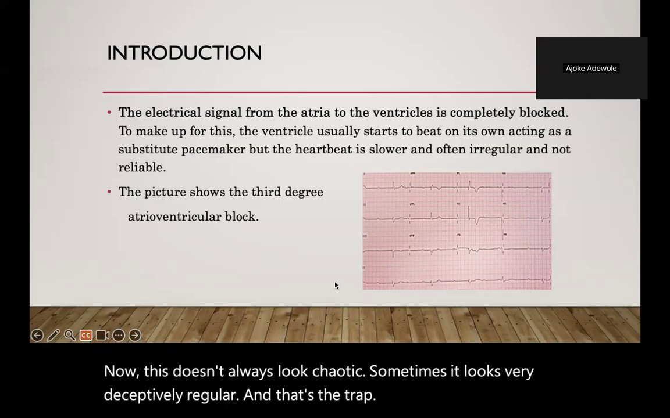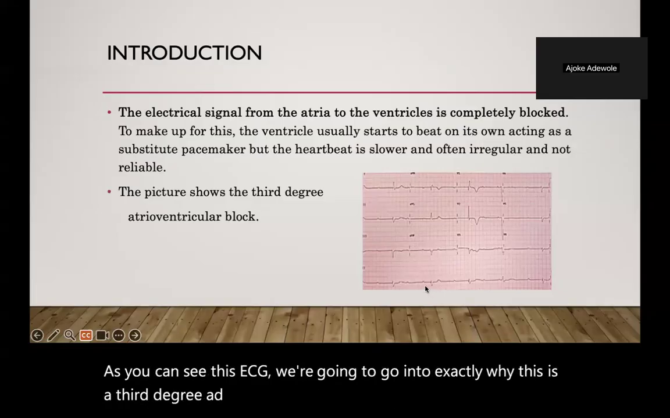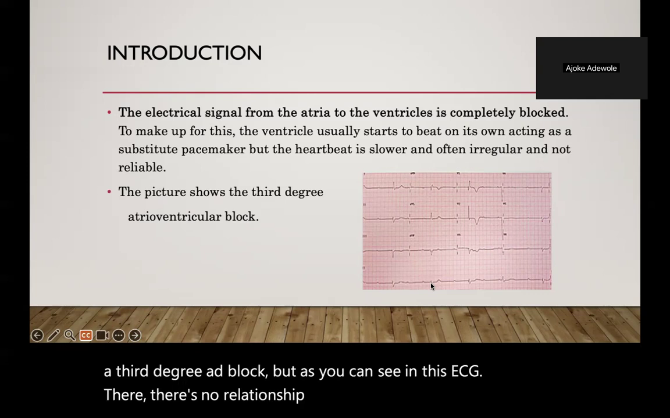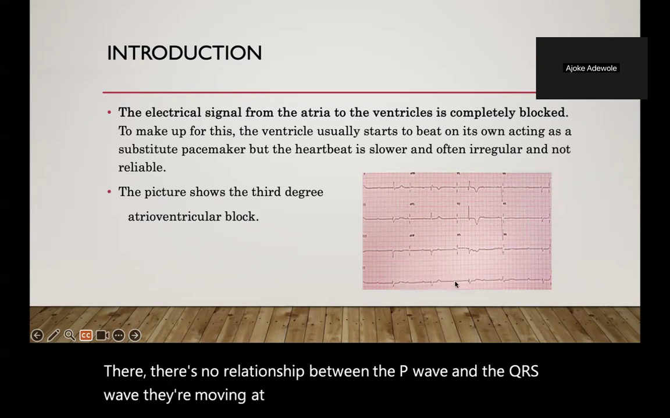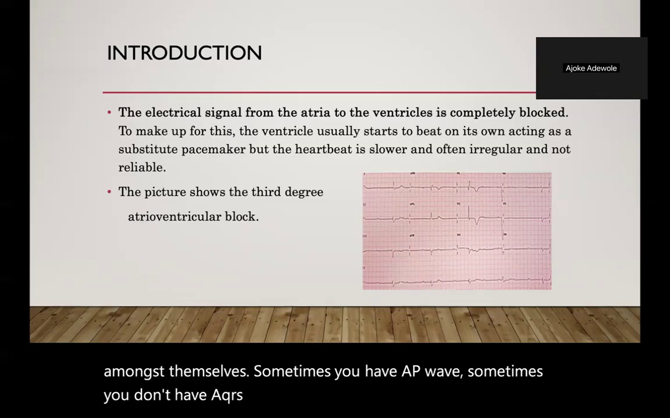As you can see on this ECG, we're going to go into exactly why this is a third degree AV block. But as you can see in this ECG, there's no relationship between the P wave and the QRS wave. They're moving at different intervals amongst themselves. Sometimes you have a P wave, sometimes you don't have a QRS wave. But bear with me, we're going to break this down.